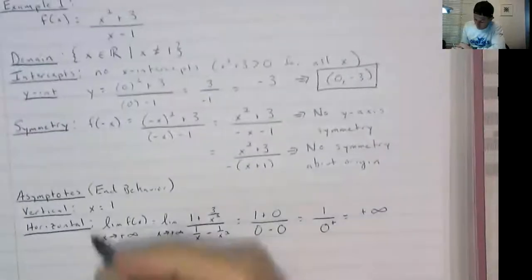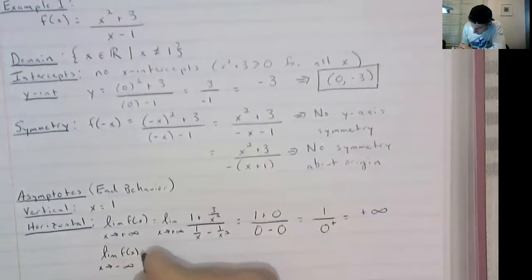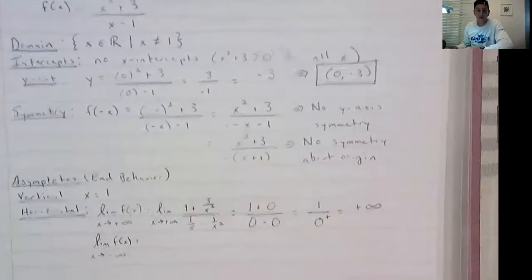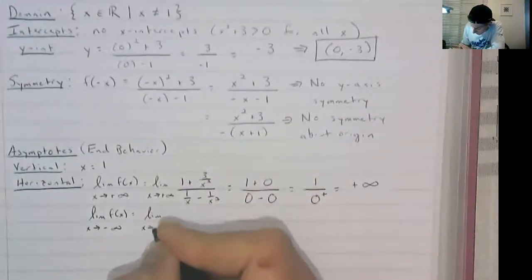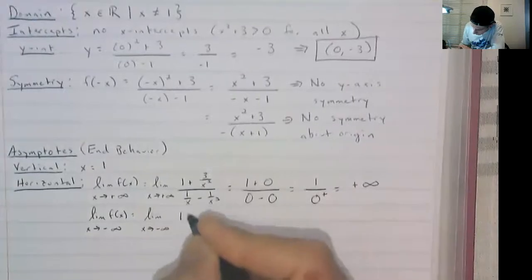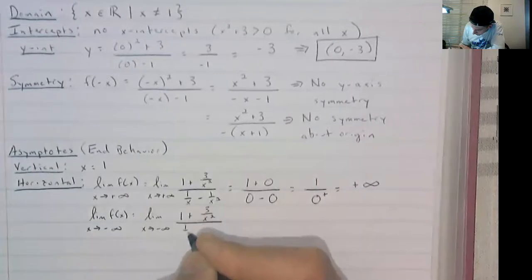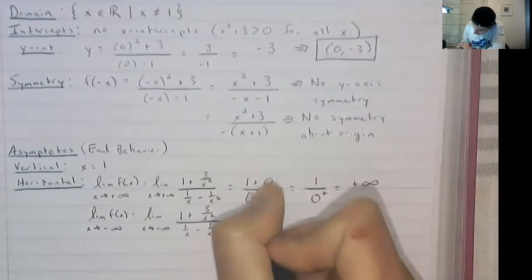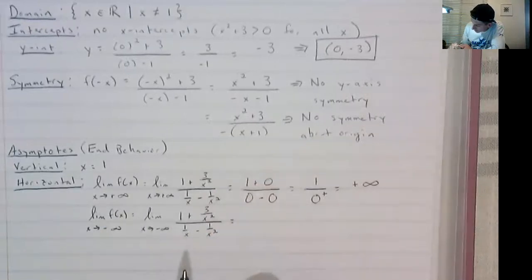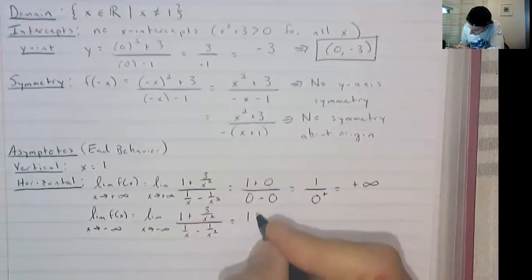In the other direction, as x decreases without bound, we're going to use the same conception of f of x to test this. Well, the limit as x decreases without bound of 1 plus 3 over x squared divided by 1 over x minus 1 over x squared. Same thing happens up here. We get 1 plus 0.